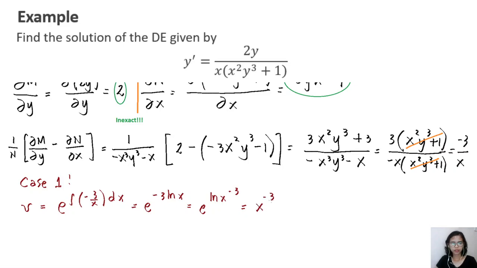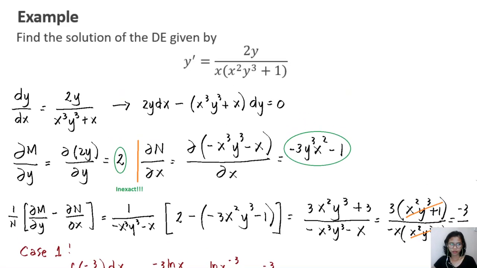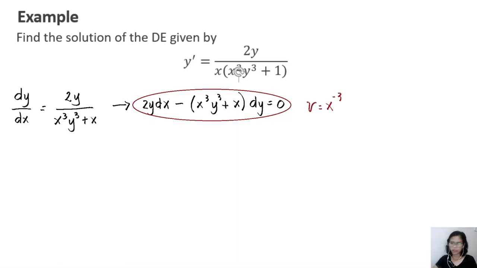And e raised to ln x to the negative 3 makes it x to the negative 3. So this is our integrating factor, and we're not done yet. We just solved the integrating factor. We need to multiply this to the original differential equation. But let us use this modified one, the M dx and the N dy. Now let's multiply v to this inexact differential equation.